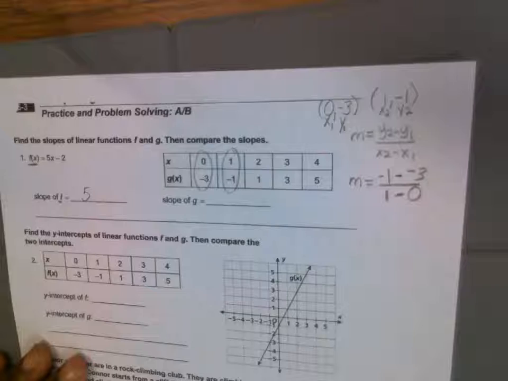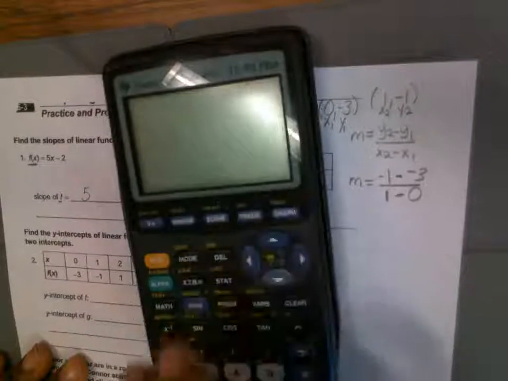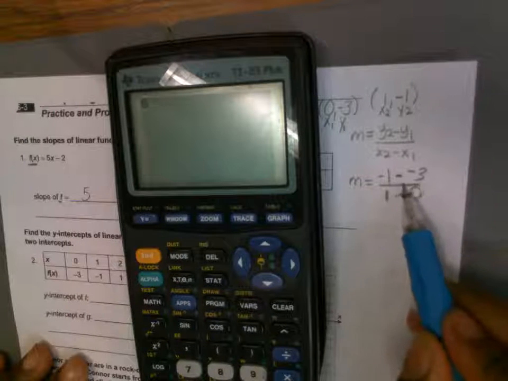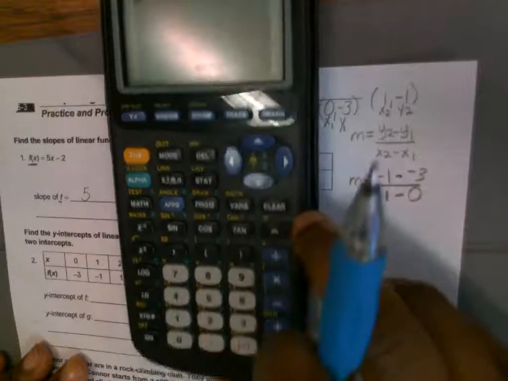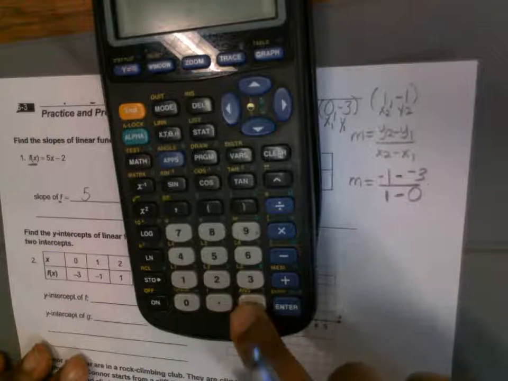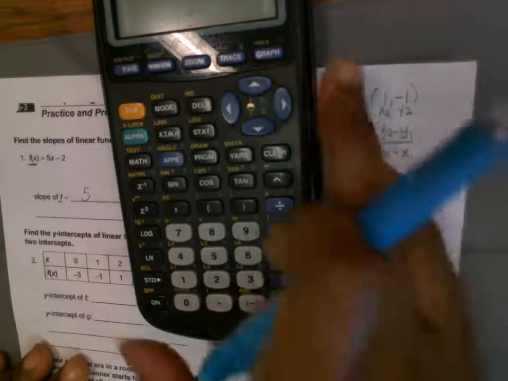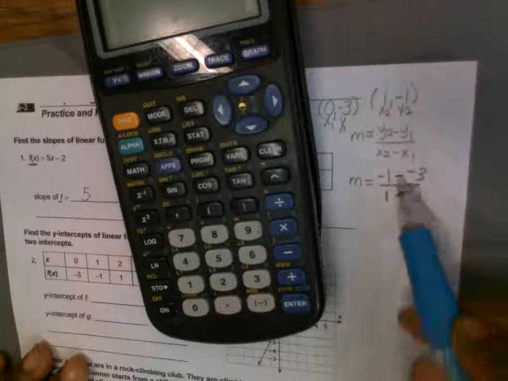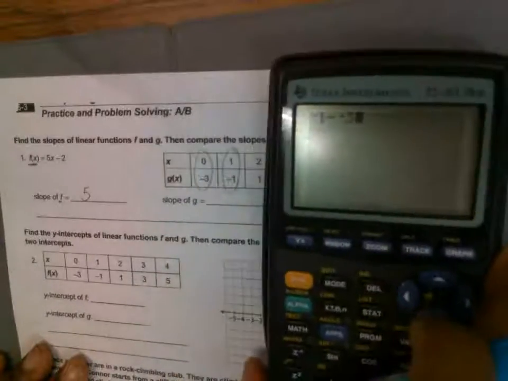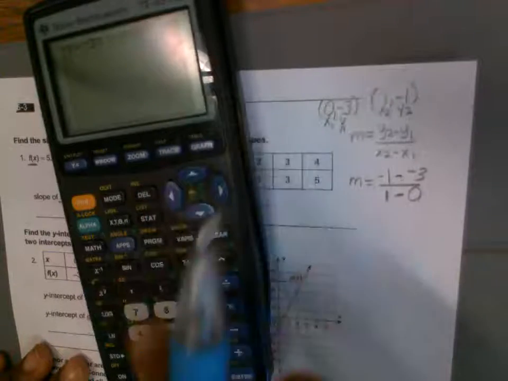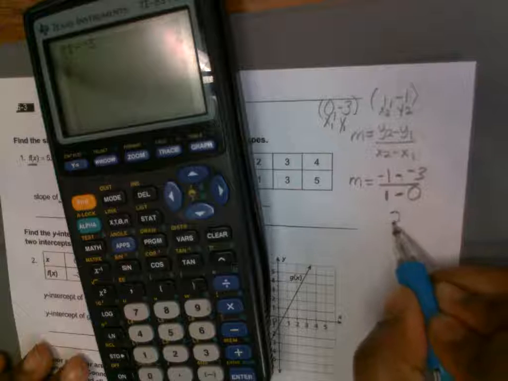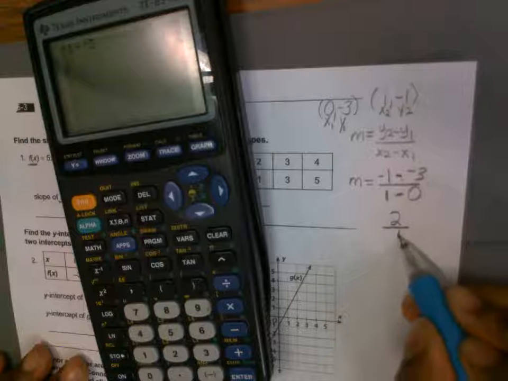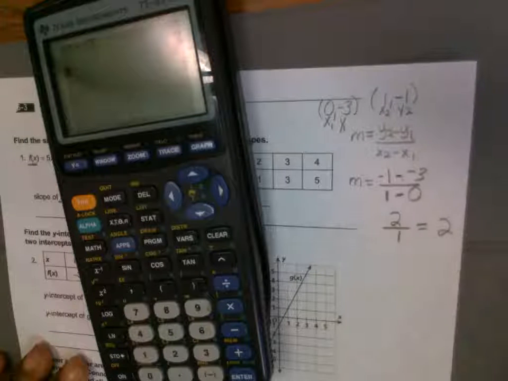Don't forget, there's no shame in making sure that it's right. I'm the teacher. I'm going to show you how to type this in your calculator if you don't remember your rules for integers. Don't forget that your negative sign is at the bottom of the calculator here, okay? Negative 1 minus negative 3. And this is what you have. When you press enter there, that gives you 2 on the top. And of course, 1 minus 0, when you type it in, you're going to get 1. So your answer for m is going to be 2.